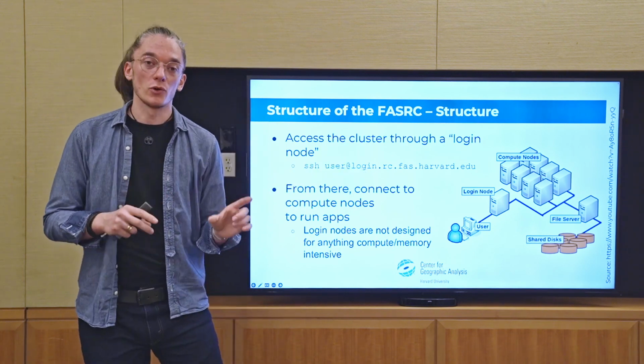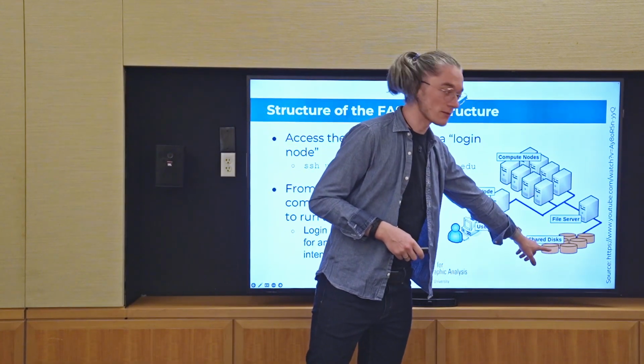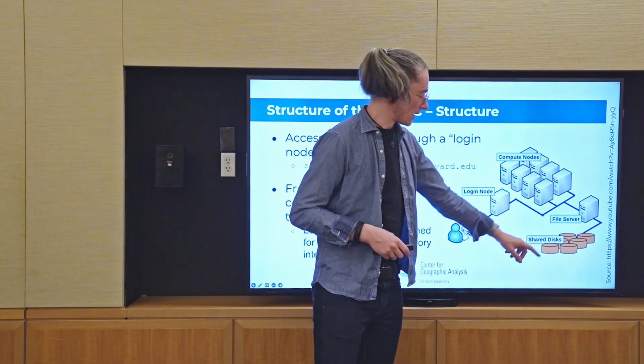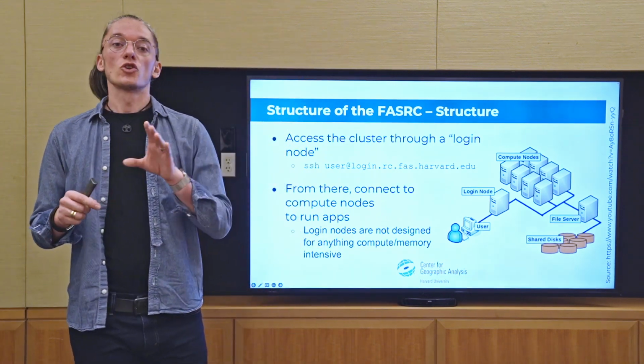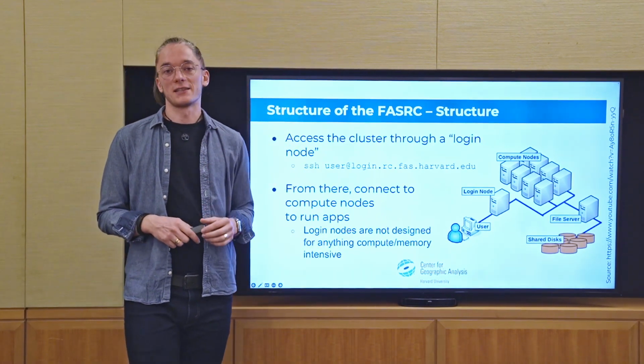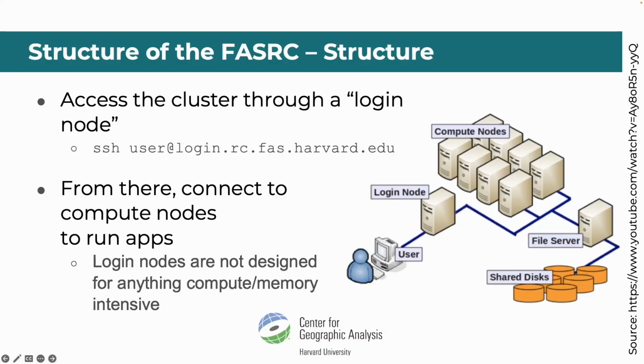Now, these compute nodes are to be distinguished from the file storage system, here the shared disks. That is where your data is hosted. And these are not necessarily the same systems. So it makes sense to keep this architecture in mind when you are processing huge amounts of data, because depending on where your data lives, you experience better or worse performance, as they might not be stored really close together.